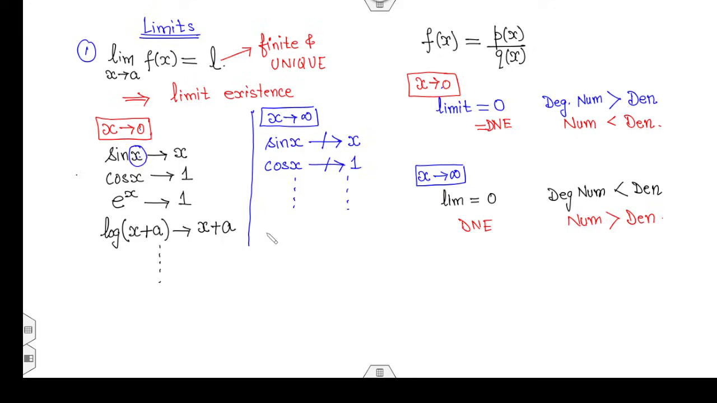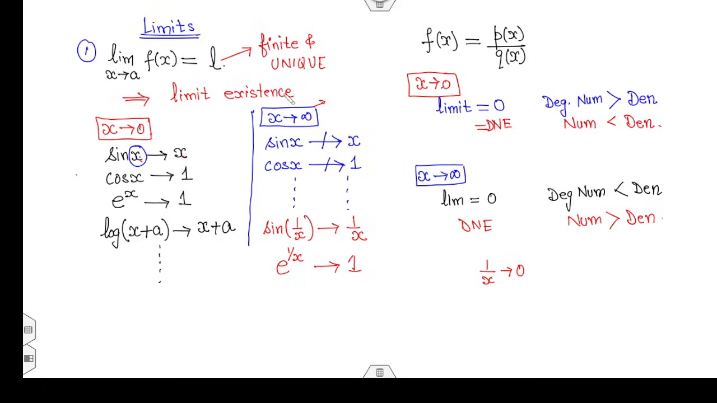If you write sin of 1 by x, then whenever x approaches infinity, clearly 1 by x approaches 0. So now, since 1 by x approaches 0, you can replace sin(1/x) by 1/x. Similarly, what is e to the power 1 by x? Since 1 by x approaches 0, you can replace it by 1 only.